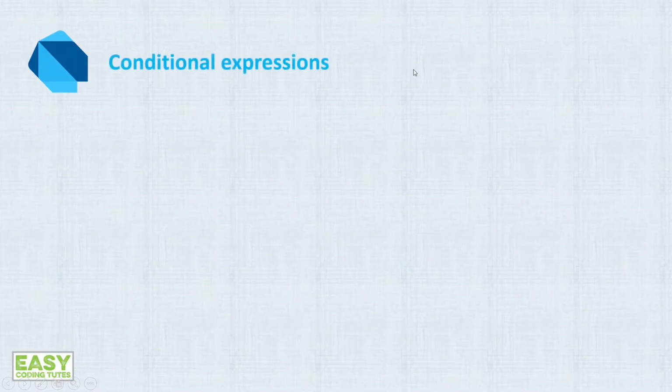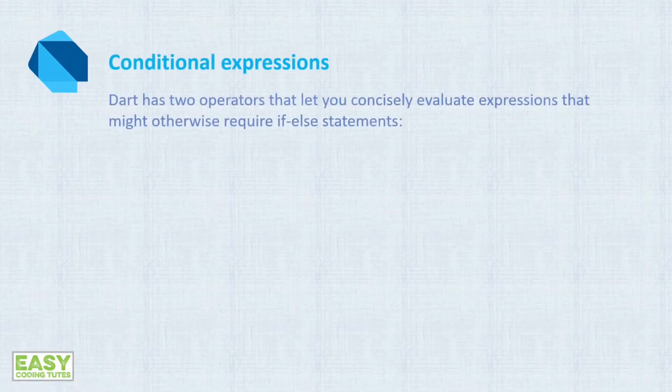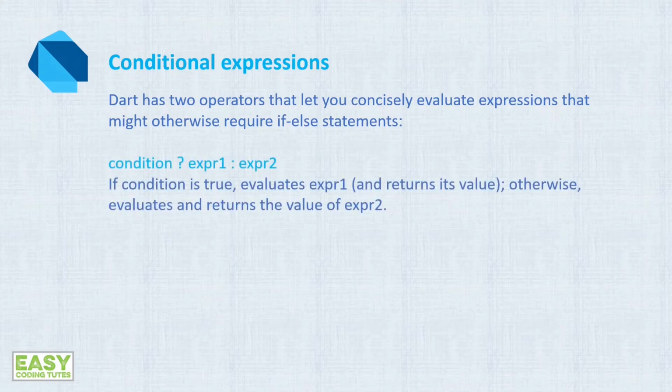The next operator is conditional expressions. There are two operators that let you concisely evaluate expressions that might otherwise require an if-else statement. Here we have the first one, the conditional operator. The syntax is condition, question mark, expression 1, colon, expression 2. If the condition is true, evaluate expression 1 and return its value. Otherwise, evaluate and return the value of expression 2.